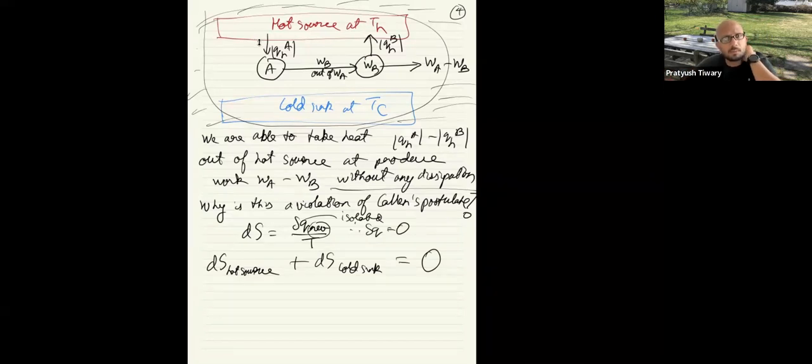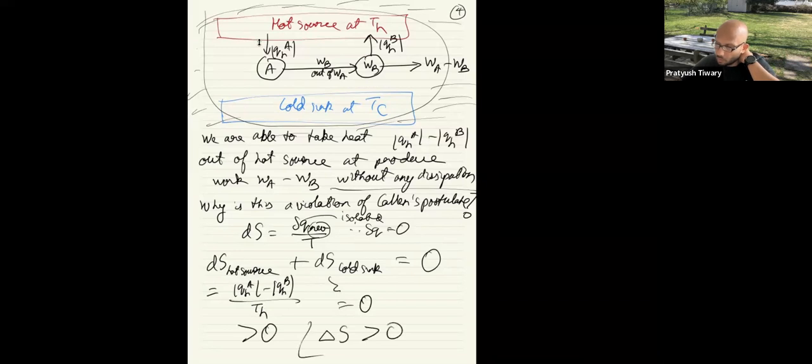Same thing, delta Q reversible by temperature. What is delta Q for cold sink overall? It's 0, right? This is equal to 0. What is delta S hot source? That is QHA minus QHB divided by TH. That's a positive number, right? So delta S is positive, even though the whole process is being operated reversibly. And that's our contradiction. And that completes the proof.